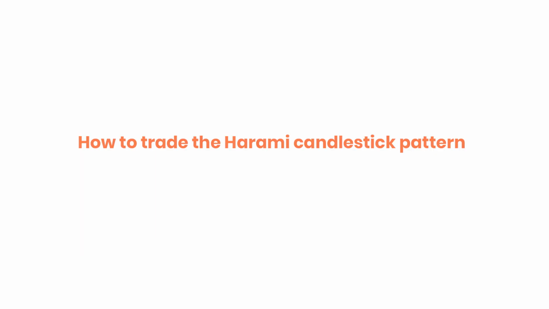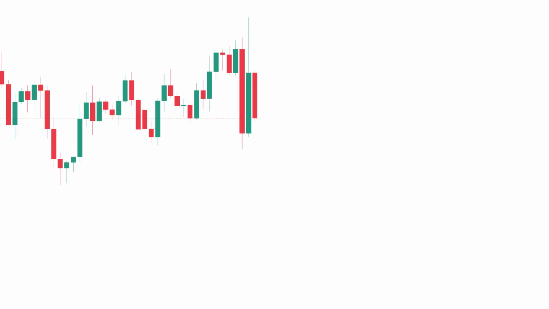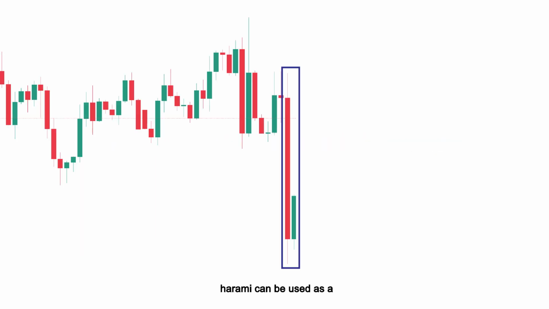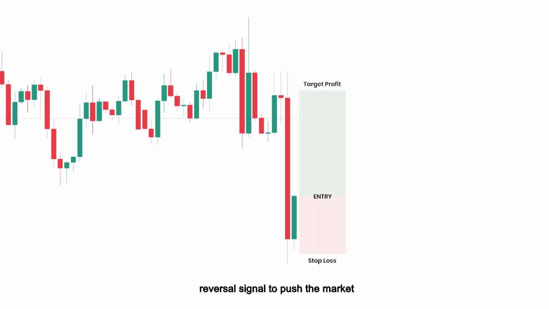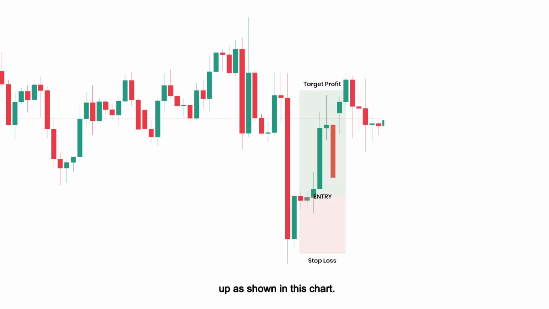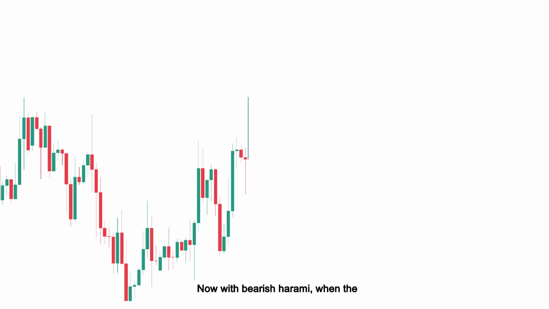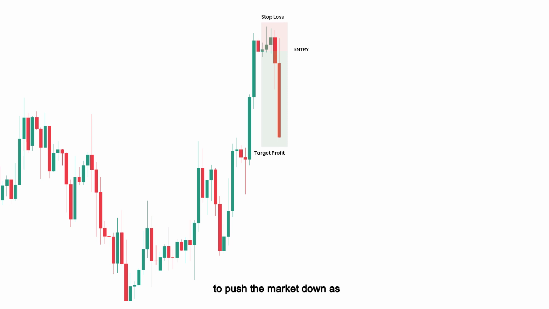How to trade the harami candlestick pattern. In a downtrend, the bullish harami can be used as a reversal signal to push the market up as shown in this chart. Now with bearish harami, when the market is in an uptrend, it can be used as a reversal signal to push the market down as shown in this chart.